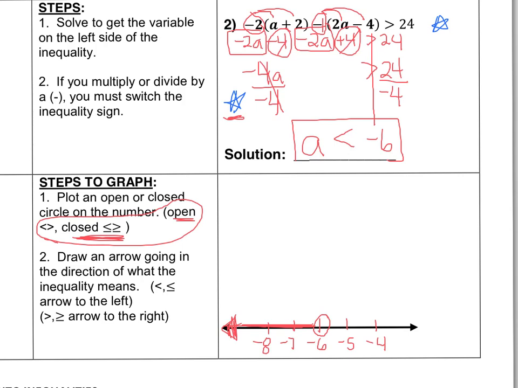Okay, so hopefully this was helpful. Hopefully you're getting used to this now. When you come to class tomorrow, we'll show you some where the variable's on the right side, show you an easy way to do that.